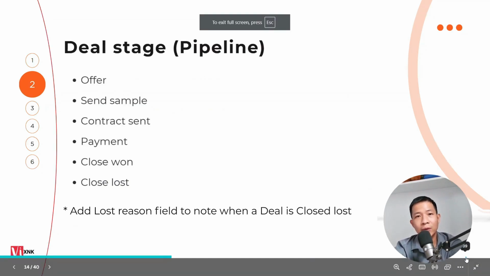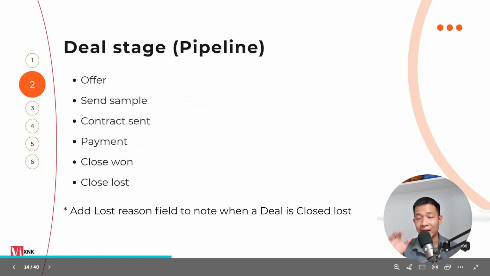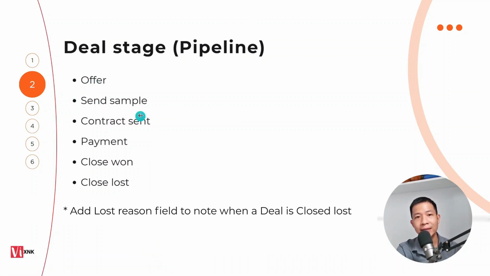Finally, the last part, the most interesting, is the deal stage or pipeline. It tracks everything from sending a quote to closing the deal. Close means the deal is finalized. If closed, it's close won, meaning you got the contract. If rejected or lost, it's close lost. Stages start when you make an offer. Send sample contract, send payment terms, close won, close lost, because these stages I have customized in HubSpot.